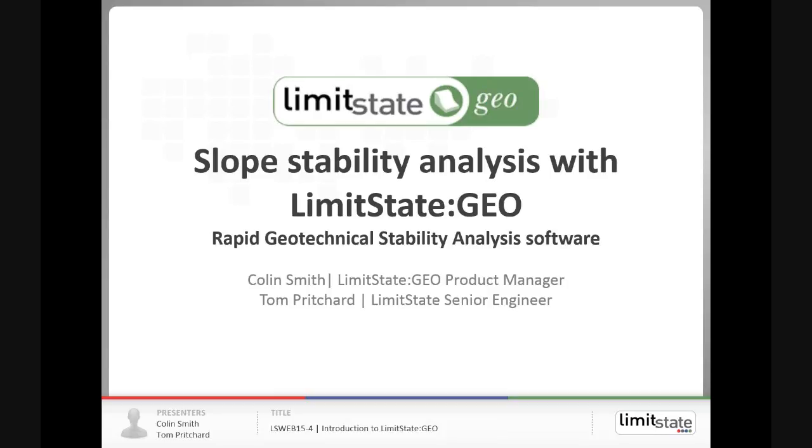Today's webinar is slope stability using LimitStateGEO, and we'll introduce you to the technology behind our geotechnical analysis software LimitStateGEO, and also demonstrate how the software can be used for a number of different situations.